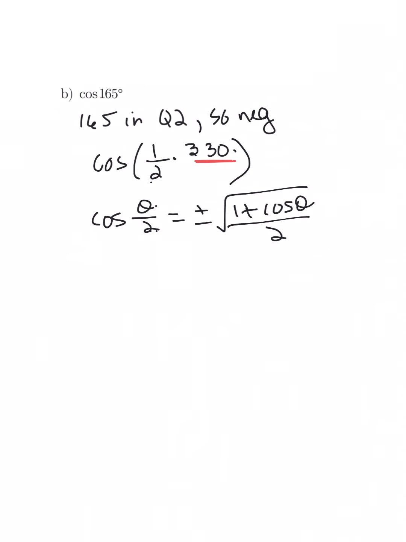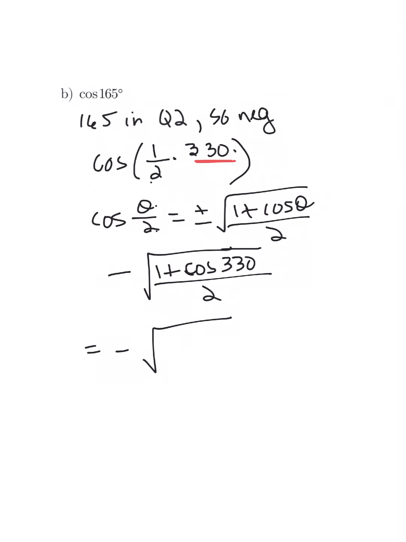So we said that this needs to be negative, and then we're going to have the square root. We're going to do 1 plus the cosine of what we said theta is, 330 degrees, divided by 2. So that's going to give us negative the square root of 1 plus the cosine of 330 degrees, which is the square root of 3 over 2, and all that is over a 2. So we have negative square root.